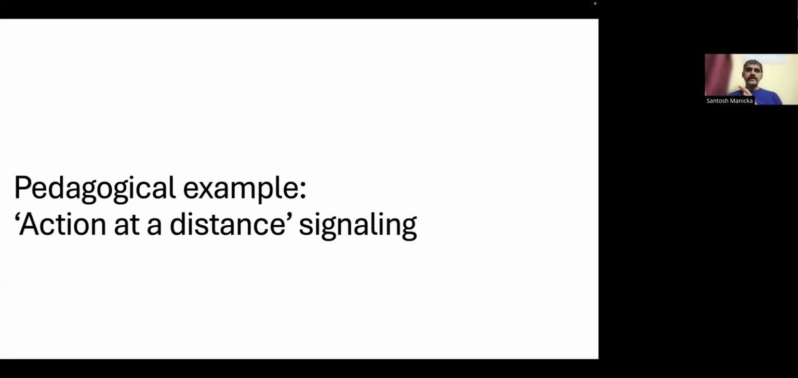But before I get to that, I want to start with a pedagogical example. I might have to do this at the expense of some actual research examples later, but I thought that for this audience, starting with a very simple, concrete example might make things very clear as to what we mean by these high-level strategies and how we identify them, because we can do this even on very, very simple models. So the first example, the pedagogical example that I want to start with, is this notion of action at a distance signaling.